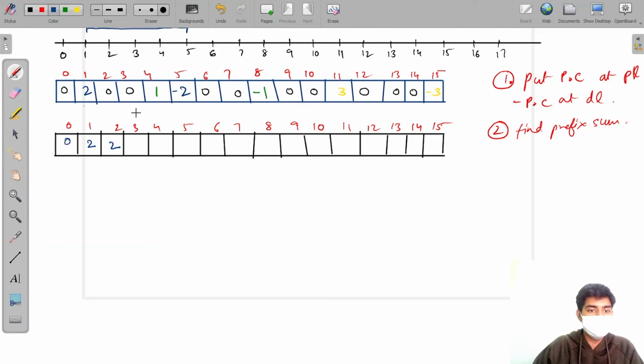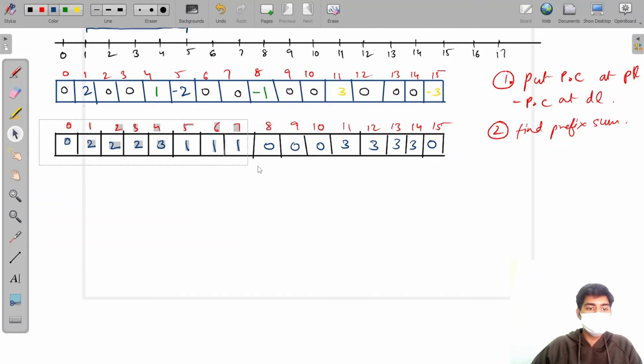Similarly, this 2 will add up with 0, it will give me 2. This 2 will add up with 1, it will give me 3. This 3 will add up with minus 2, it will give me 1. This 1 will add up with 0, it will give me 1. This 1 will add up with 0, it will give me 1. 1 and minus 1 will give me 0. 0 and 0, 0. 0 and 0, 0. 0 and 3, 3. 3 and 0, 3. 3 and 0, 3. 3 and 0, 3. 3 and minus 3, 0.